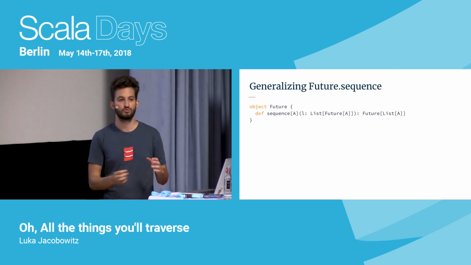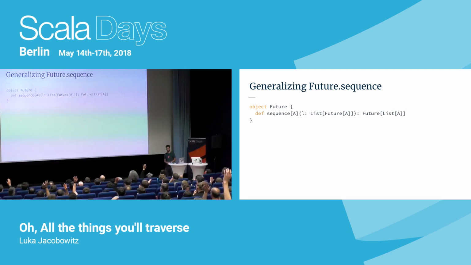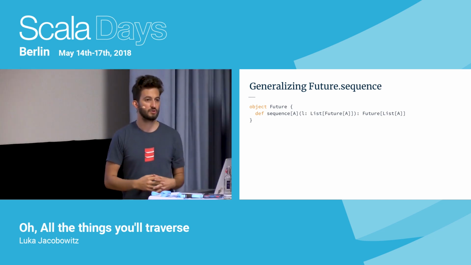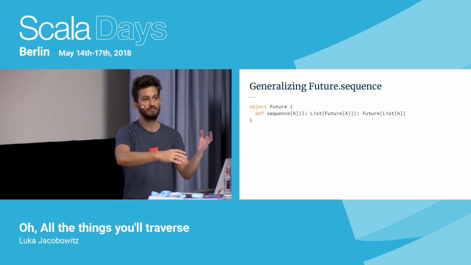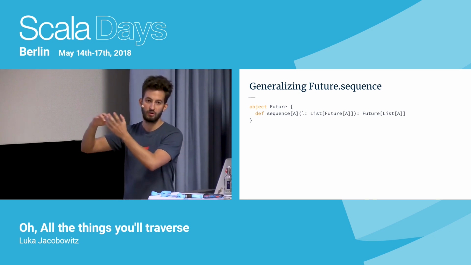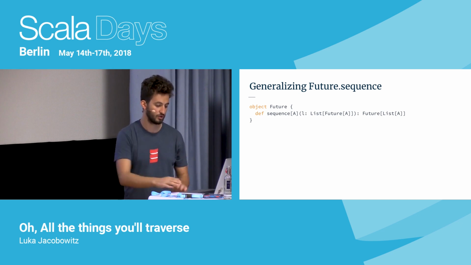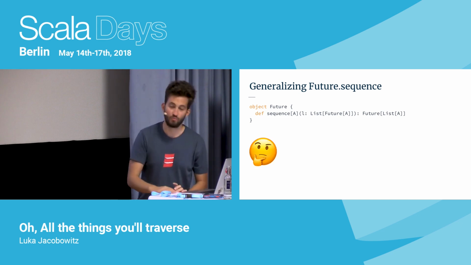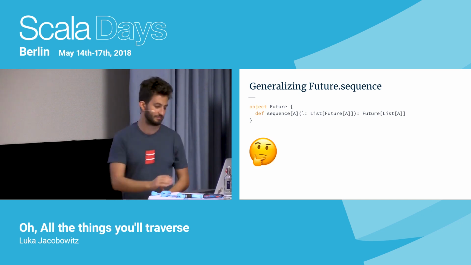So who here has used future.sequence? Man, you guys raised a lot of hands. This is great. Okay, cool. And future.sequence is a really, really useful function. Basically what it does is if you give it a list of future, it will run all of them in parallel and return you a future of all the results. And that's pretty cool. So what can we do? Maybe we can generalize this.